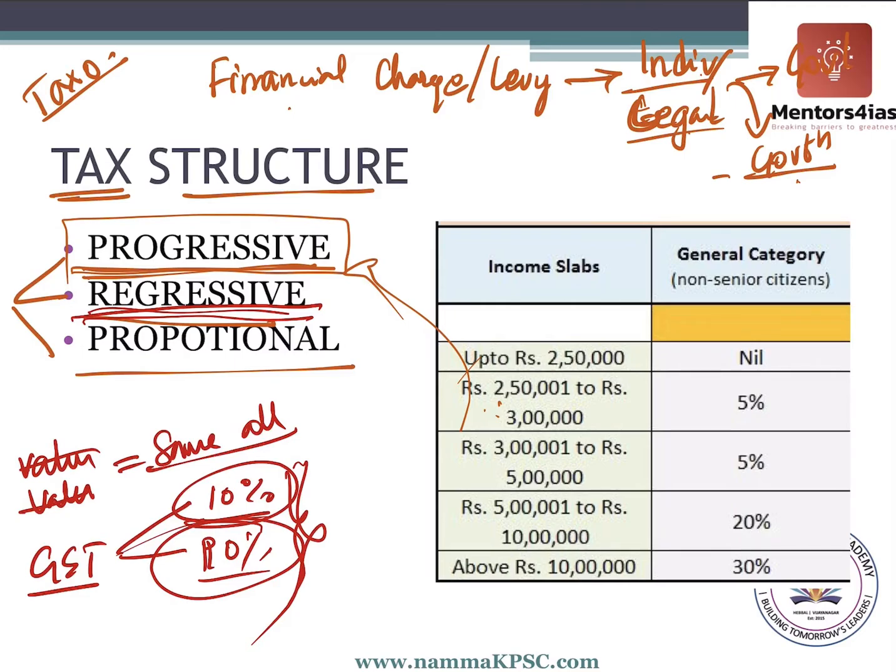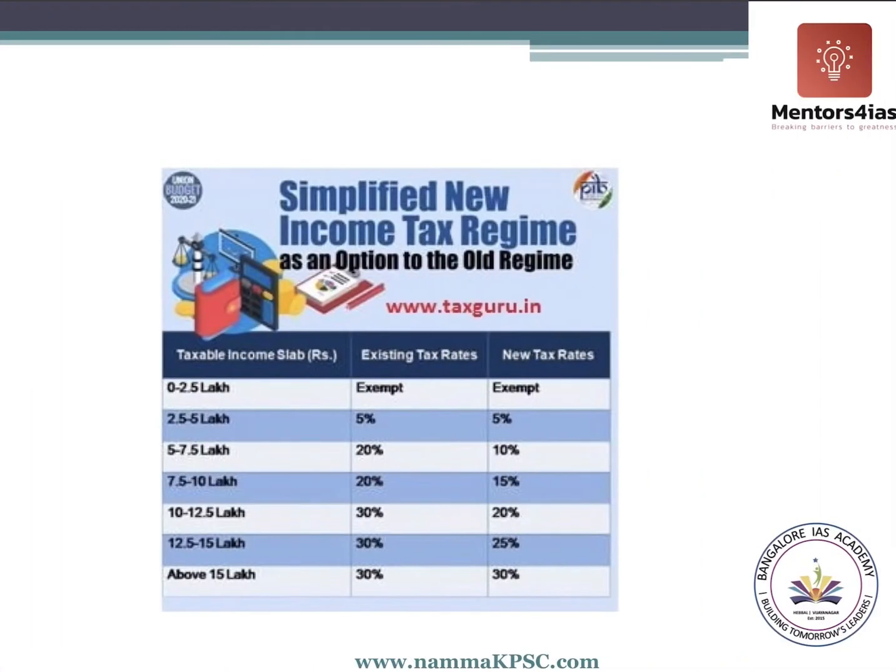So this is an example of progressive and regressive taxation. I hope this is clear. Now this is the income tax, this year's slabs. Up to 2.5 lakh earning per annum, they don't have to pay any tax, they are exempted. 2.5 to 5 lakh they have to pay 5% tax. 5 to 7.5 lakh earnings per annum, 10% tax.